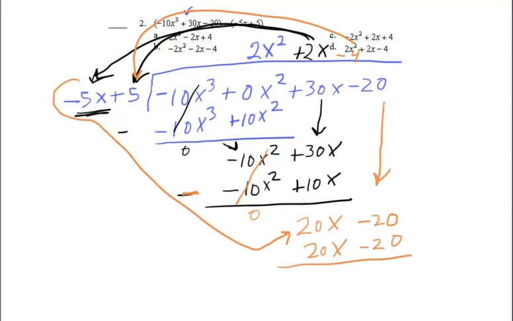So when we subtract these, 20x minus 20x is 0. Negative 20 minus a negative 20, same as a positive, is 0. So my answer is 2x squared plus 2x minus 4. And that's answer choice D.